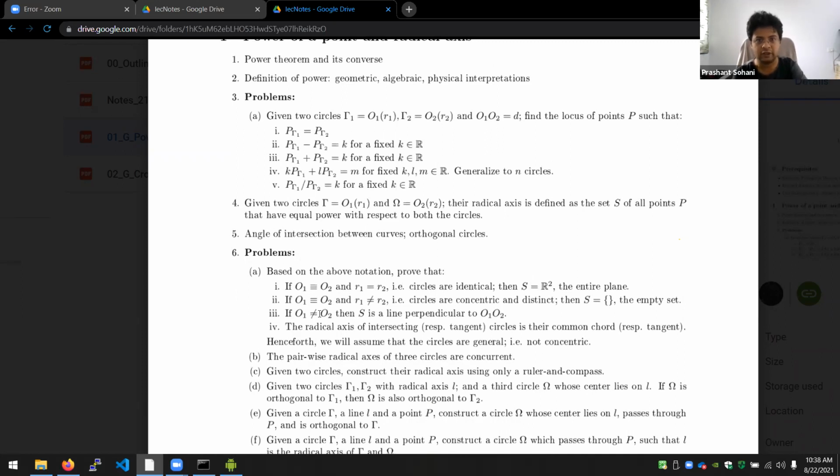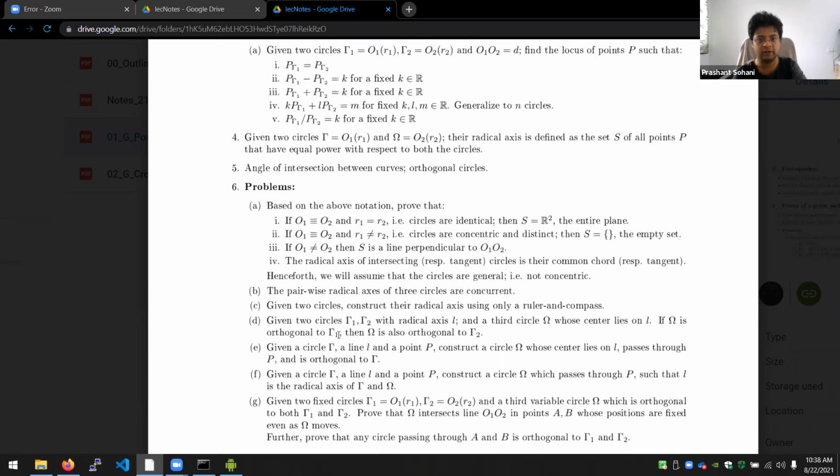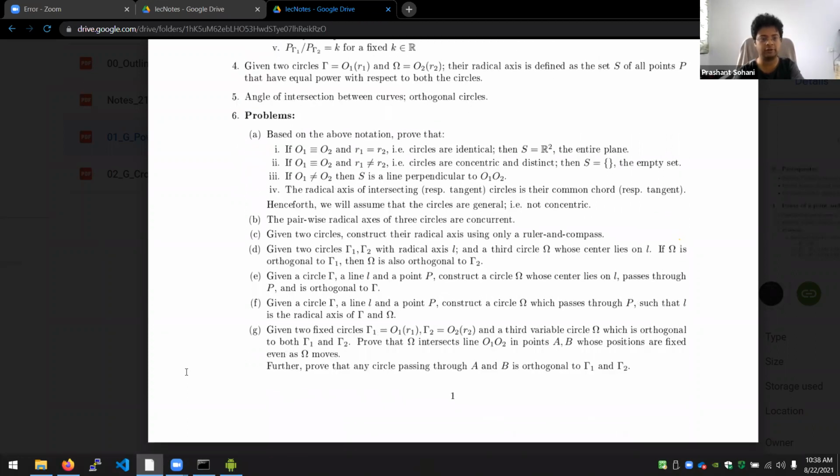Another important thing which we used in one of these questions was the fact that you can treat a point also as a circle of zero radius. I think one of the questions about orthogonality used that idea. So it is important to think of a single point as a circle of zero radius.